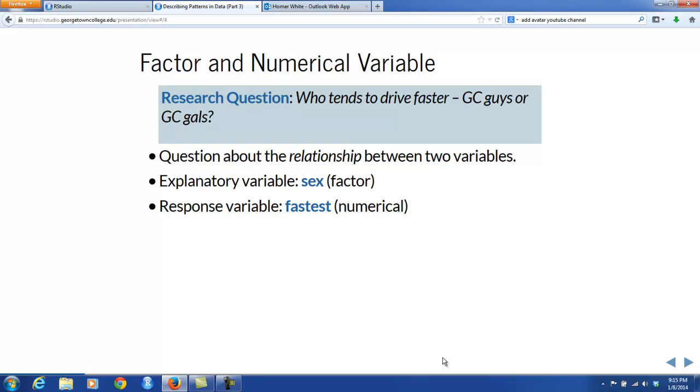One of the variables, sex, is a factor. The other variable, fastest, is numerical. And we have this impression in our minds that once people know your sex, they culturally condition you to behave in certain ways, and this might include the ways that you drive. So we tend to think of sex as possibly causing, in part, how fast you drive. So we think of it as the explanatory variable in this case.